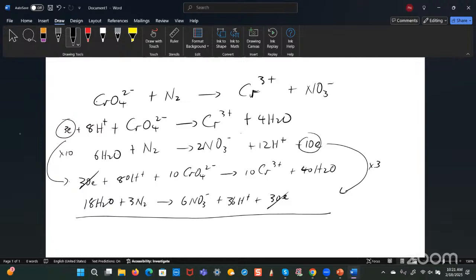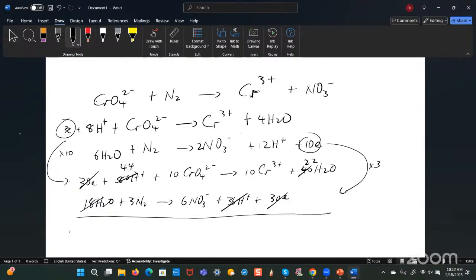So in the case of the hydrogen ions, these 36 hydrogen ions will cancel out 36 of these, leaving behind what? 80 minus 36, so that's 44. All right, and then in the case of the water, you have 18 water molecules canceling out 18 of these, leaving behind what? That's 22. All right, so now we get to write down what is left.